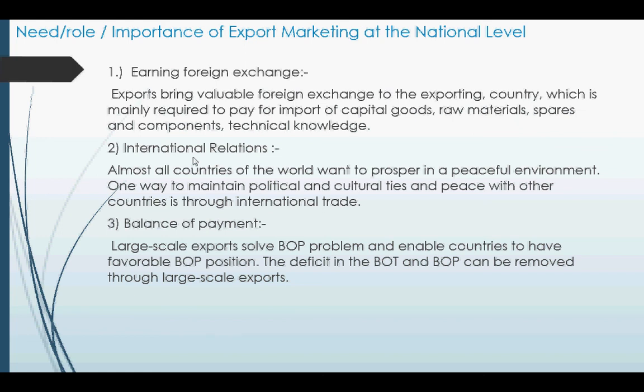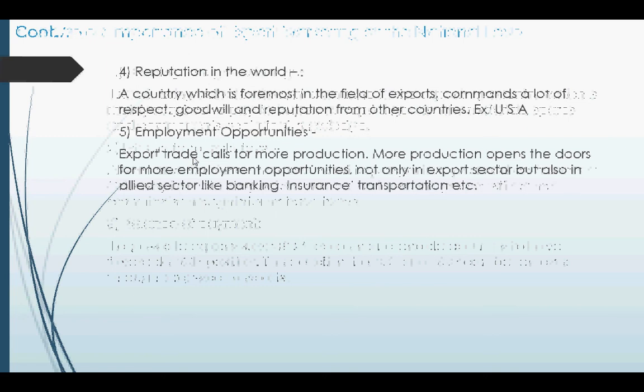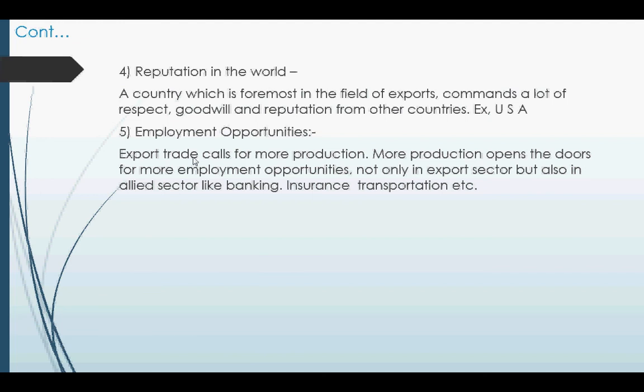through large scale exports. Reputation in the world. A country's reputation in almost all fields can be increased because of exports. The country is able to command a lot of respect, goodwill and reputation before the world economies. Take the example of the US. The US is a leader economically, militarily and in other respects because of exports.